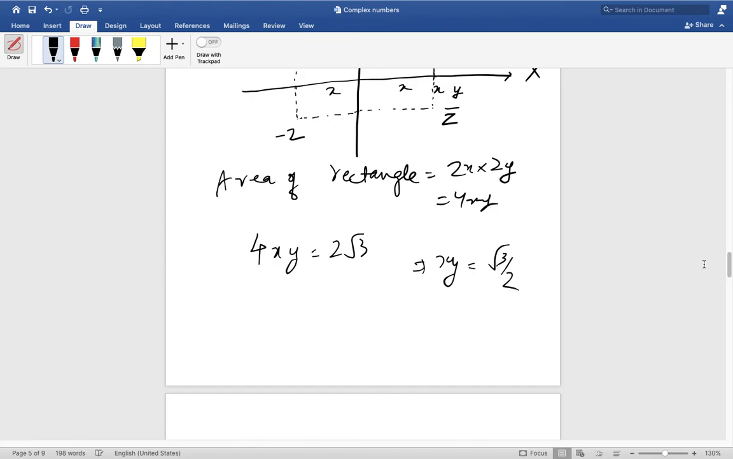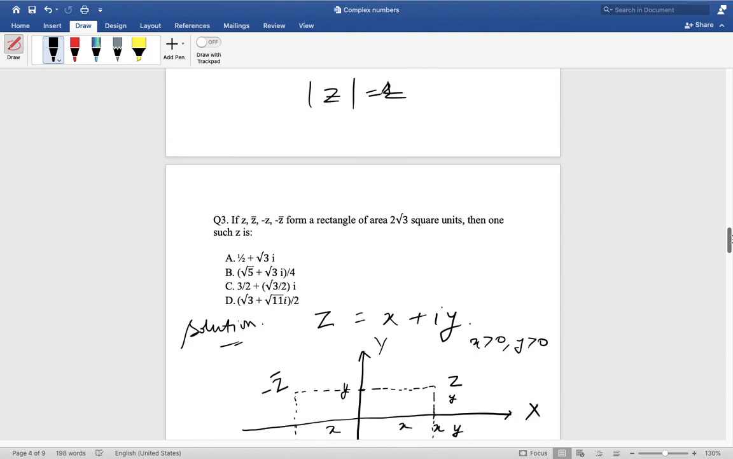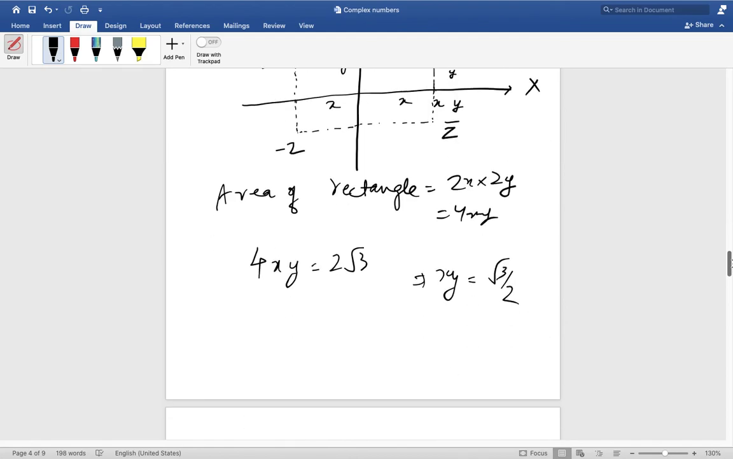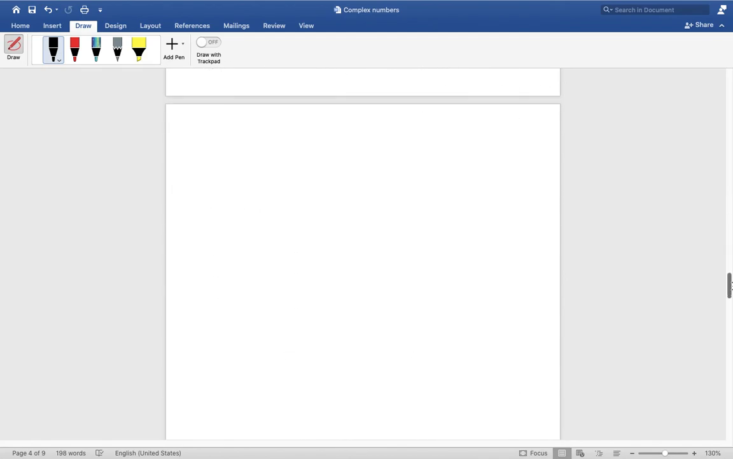In all these options, I have to find the complex number for which the product of real and imaginary part is root 3 by 2. Let us look at option 1. Real is half, imaginary is root 3, so the product is root 3 by 2. Oh, so xy is root 3 by 2, it satisfies. I don't need to waste my time on the other options, we just got lucky. So option A is correct. This is a very simple problem, it doesn't need more than 30 seconds.